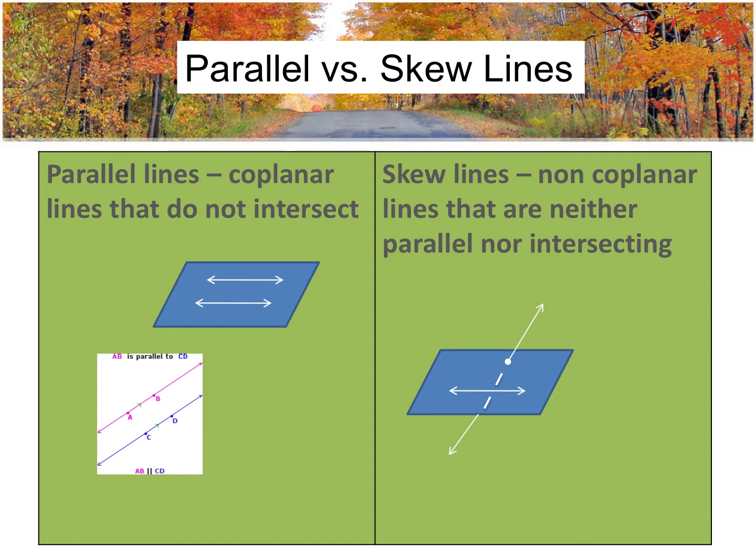Parallel lines are going to be coplanar lines that do not intersect. So they're two lines that run side by side and they will never cross. Skew lines, by definition, are non-coplanar lines. They're neither parallel nor are they intersecting. So they're not in the same plane. I'm going to show you examples of this with my tissue box and in relation to the classroom.